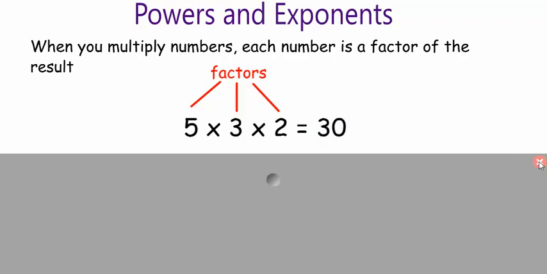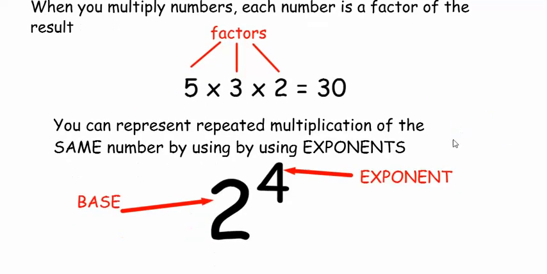If I'm multiplying the same number, then we can show that with an exponent. So if we're showing a repeated multiplication of the same number, we can use an exponent. I would say this as 2 to the fourth power. The 2 is my base. That's the number I'm multiplying. The exponent tells me how many of those bases I'm multiplying. So 2 to the fourth power actually means 2 times 2 times 2 times 2.